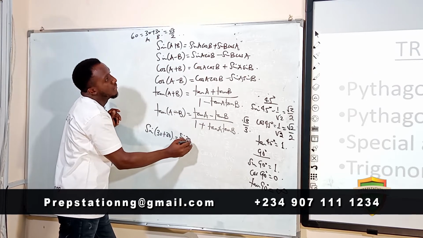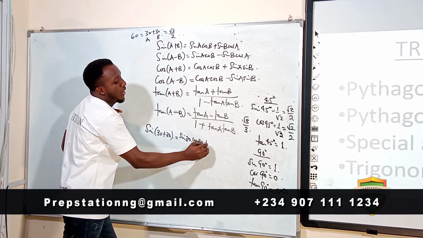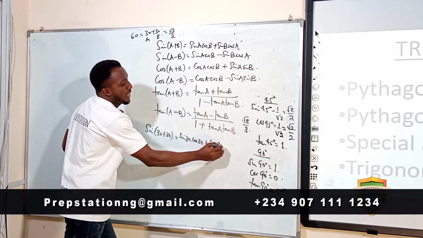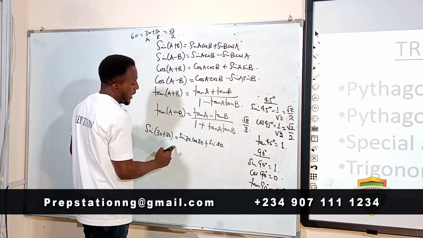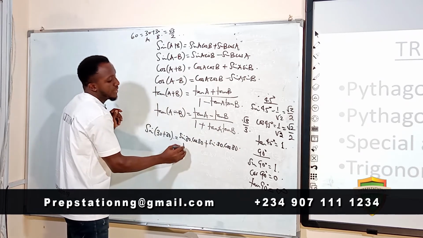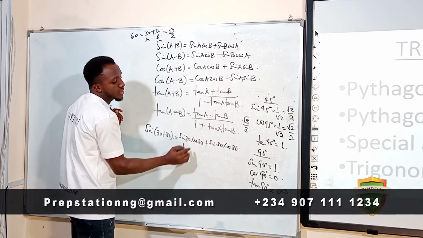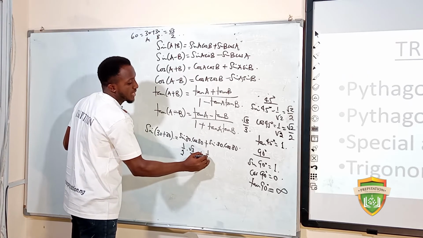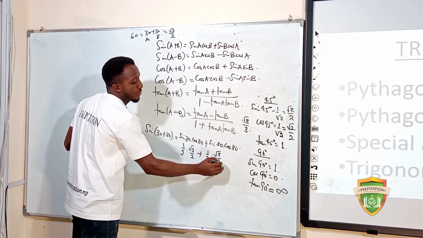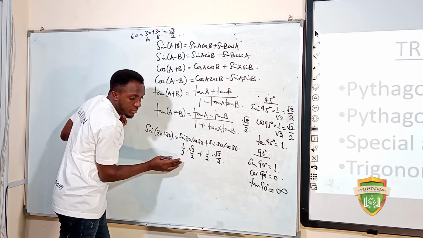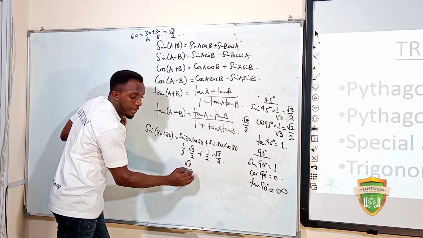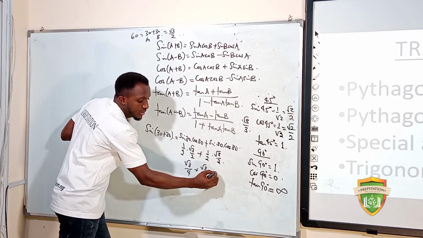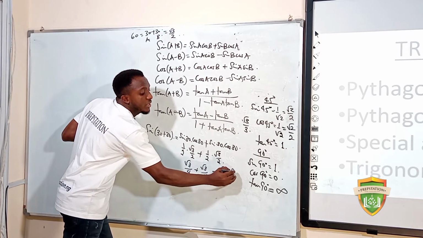Sine A is 30, cos A, plus sine B. Sine B is 30, right? Cos A is cos 30. Now what is sine 30? Half, dot cos 30, so root 3 over 2, plus sine 30 is half, dot root 3 over 2. You see this? So if we multiply this, we have root 3 over 4 plus root 3 over 4. And since we have the same denominator, we just take one of them and add the numerators. So this is root 3 plus root 3 over 4.